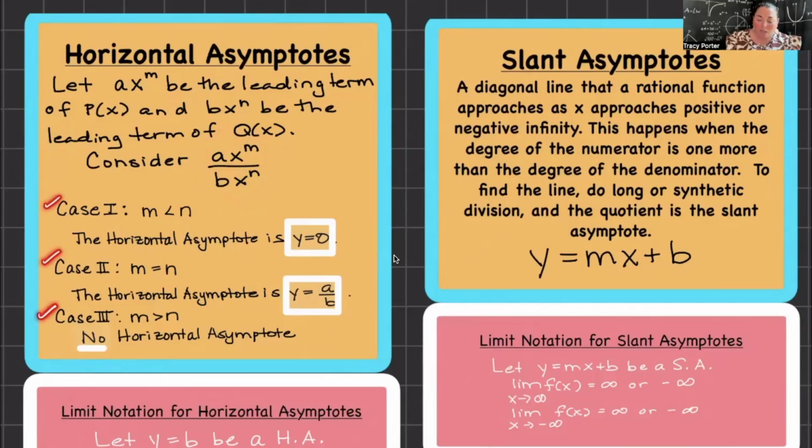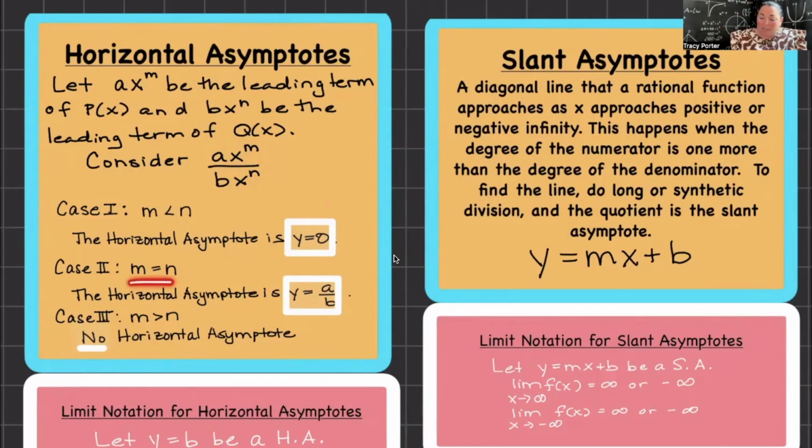We're going to break it down into three scenarios. Case one is when the numerator power, the m in x^m, is less than the n. If m is less than n, there is a horizontal asymptote, and its equation is y equals 0. The denominator gets really large and the numerator stays comparatively small, close to 0, so over time the end behavior approaches 0.